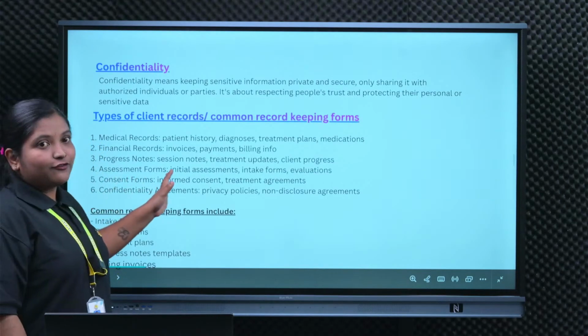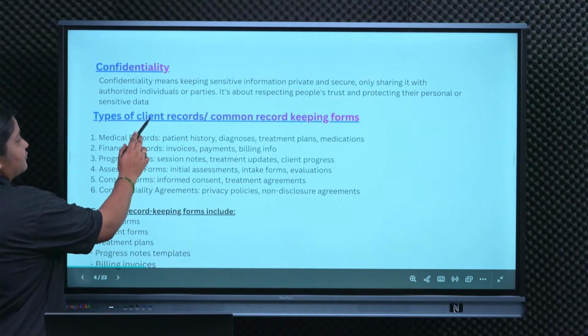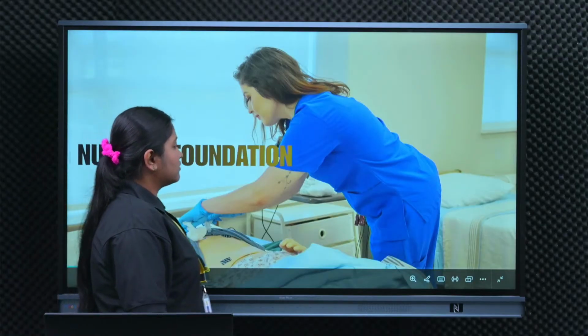So types of client records, common record keeping forms, okay. So what kind of client records will be there? Here the client refers to the patients.